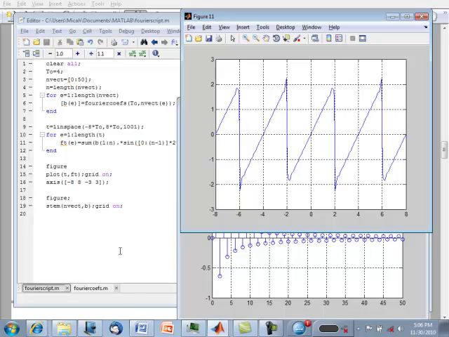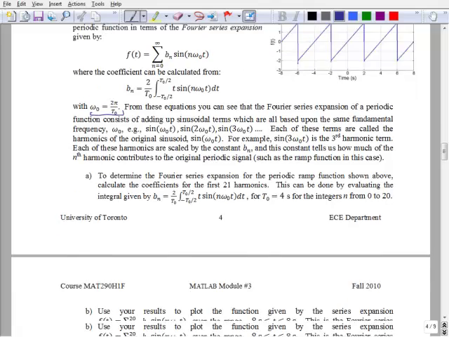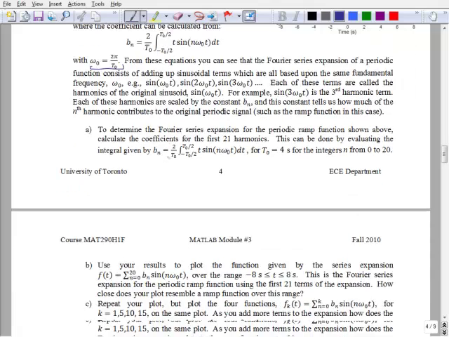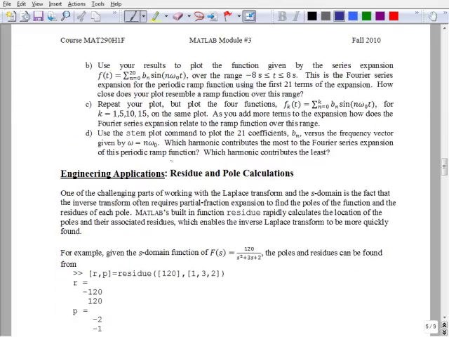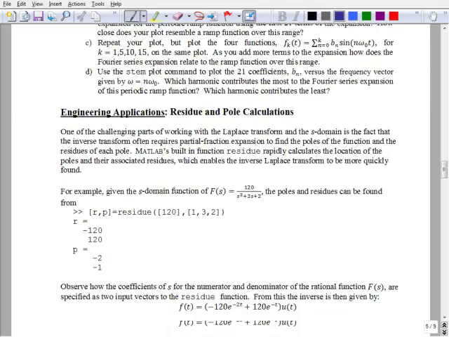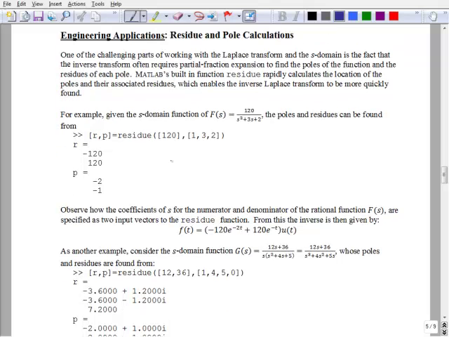Okay, so the second main part of this module is this idea of using Matlab to find residues and poles of S-domain functions. And Matlab has this wonderful built-in function called residue, which allows us to take an S-domain function, define it as the ratio of two polynomial expressions, and determine both the residues and the poles at one point.